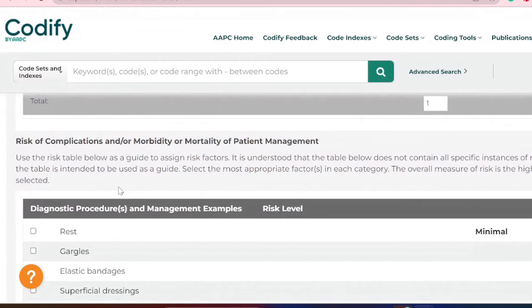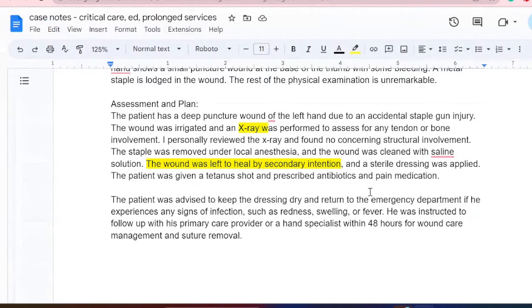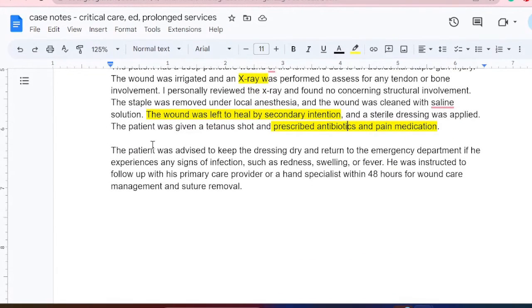Now, when we get to our risk of complications, we do have in this note that the patient was given prescription antibiotics. They do also say that they had pain management or pain medication here, but it doesn't say what pain medication. So we don't know if that was Tylenol. We don't know if that was 400 milligrams of ibuprofen, a prescription strength of ibuprofen. We don't know. But we have antibiotics. So we're going to give the prescription for antibiotics. And everything else says just keep it dry, look out for infection, follow up with your PCP or a hand specialist.